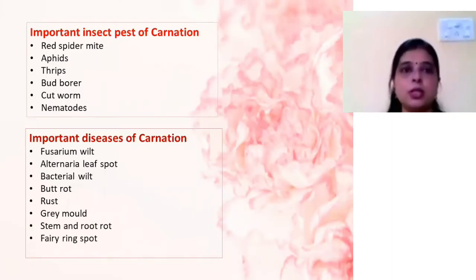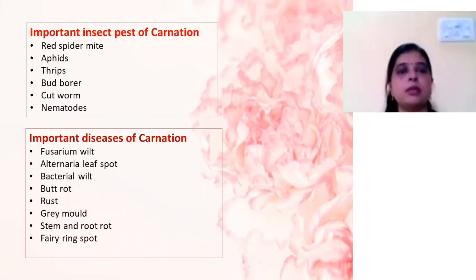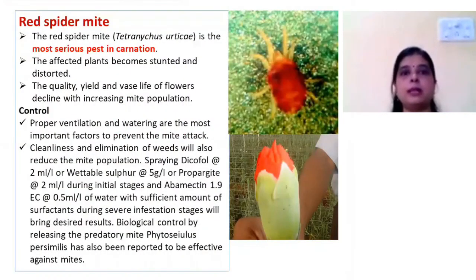Along with physiological disorders, carnation is also affected by insect pests and diseases. Red spider mite, aphid, thrips, bud borer, cutworm, and nematodes are the pests. Red spider mite and aphids are important. The important diseases of carnation are fusarium wilt, alternaria leaf spot, bacterial wilt, bud rot, rust, gray mold, stem and root rot, and fairy ring disease. Under these, fusarium wilt and gray mold are mostly noticed. Red spider mite is the most serious pest in carnation.